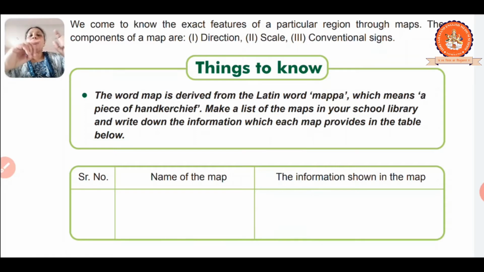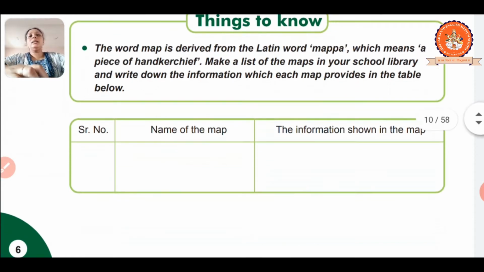Mappa means one handkerchief in your hand, a full hanky, but a small part of the hanky is called mappa. From the map we take knowledge of any one part. So the Latin word mappa means a piece of handkerchief. The name comes from there. Now here the name of the map and the information of the map are given.